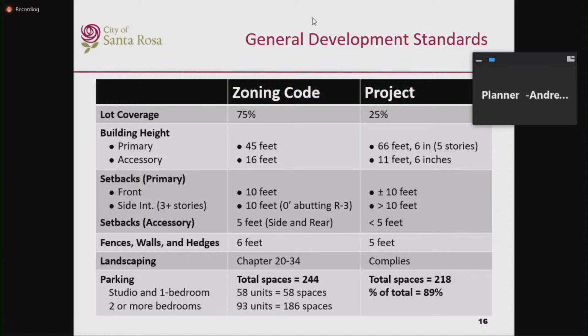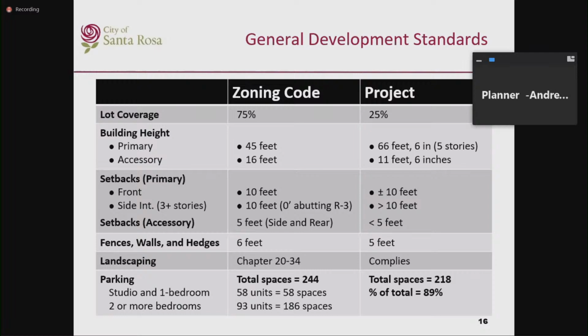However, the accessory setbacks are a minimum of 5 feet for side and rear setbacks. The canopies of the carport solar structures do extend closer than 5 feet to the side and rear yard property lines. And so the project has requested a concession to allow them to extend into the side and rear setbacks. Fences, walls, and hedges, the zoning code does allow a 6-foot tall fence, and the project proposes a 5-foot tall privacy fence surrounding the entire project.